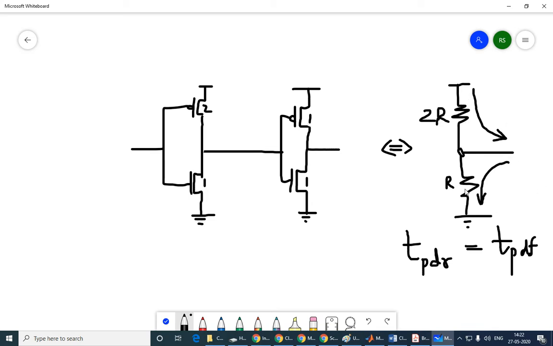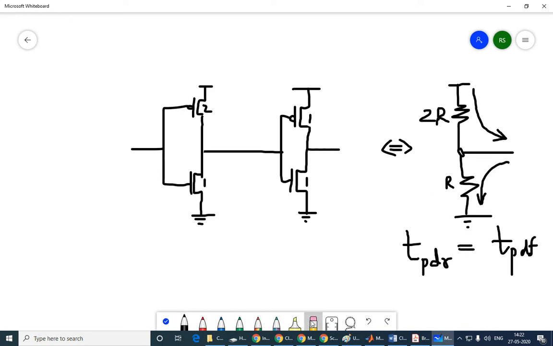Now I have 2R and R, which means that the RC delay for rising and falling is not going to be the same. So basically TPDR will not be equal to TPDF. Now this is not a favorable condition. We generally want this equivalence to be satisfied. How can we do that for the inverter? How can I guarantee that these two are equal?